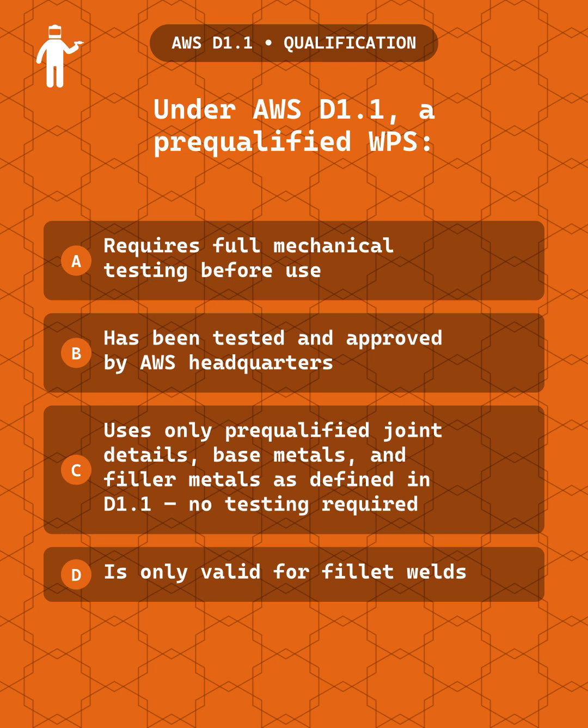Question 6. Under AWS D1.1, a pre-qualified WPS, is it A, requires full mechanical testing before use, B, has been tested and approved by AWS headquarters, C, uses only pre-qualified joint details, base metals, and filler metals as defined in D1.1 with no testing required, or D, is only valid for fillet welds?